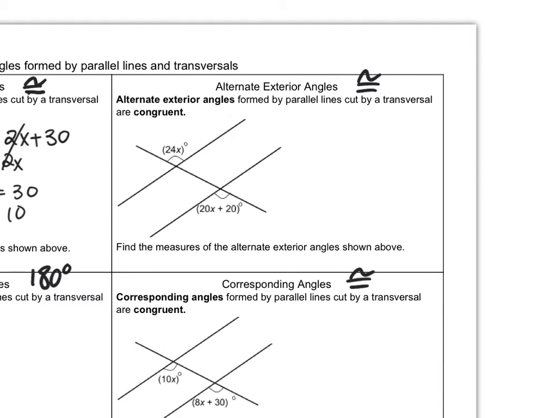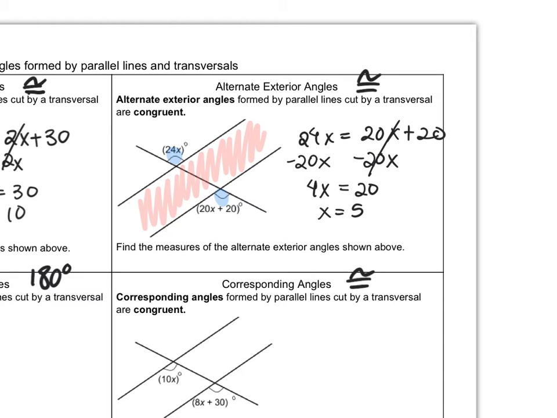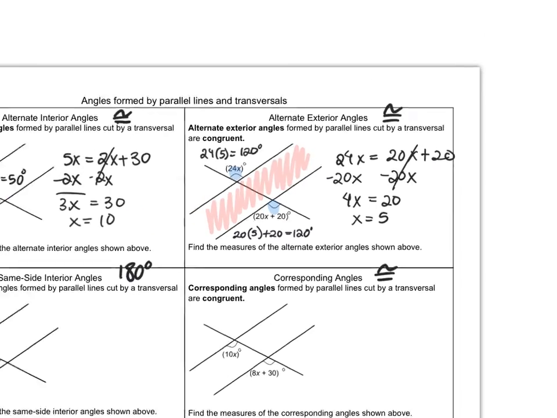Now here we have some alternate exterior angles. Once again, they're on opposite sides of the transversal, and this time they're outside of the tunnel formed by the parallel lines. That's why they're exterior. And because they're alternate exterior angles formed by parallel lines, they are congruent. So we can write that 24x equals 20x plus 20. Solving that equation tells us that x is equal to 5, and then substituting that into each expression, we find that the measures of our angles are equal to 120 degrees.